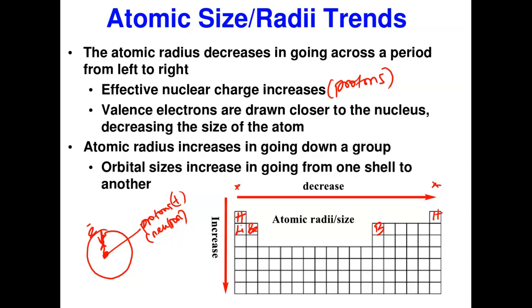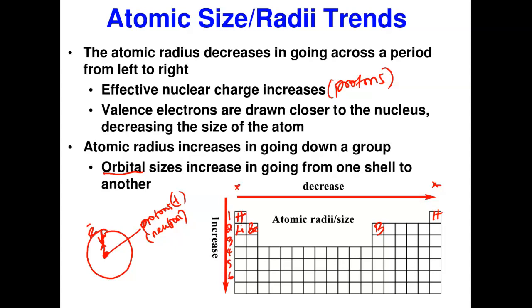Then what happens as you go down the group? As you go down the group, the orbital size, which is the general size of the atom, increases. Remember, the period represents the shell. So as you're going down, this is period 1, period 2, period 3, period 4, 5, 6, down. So you're adding shells.